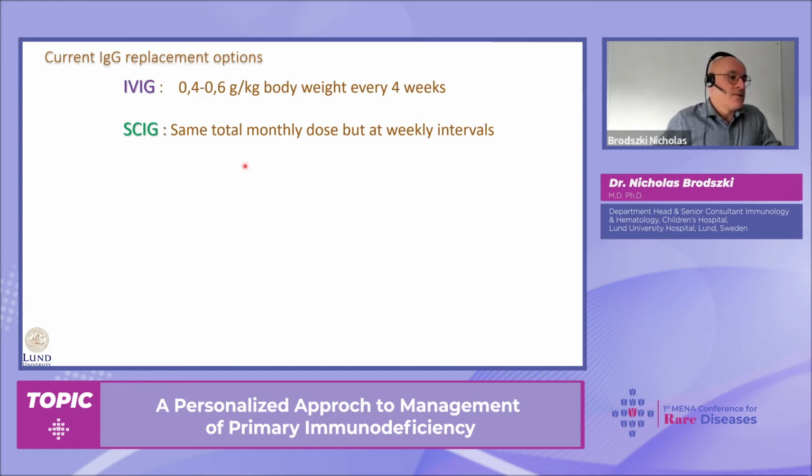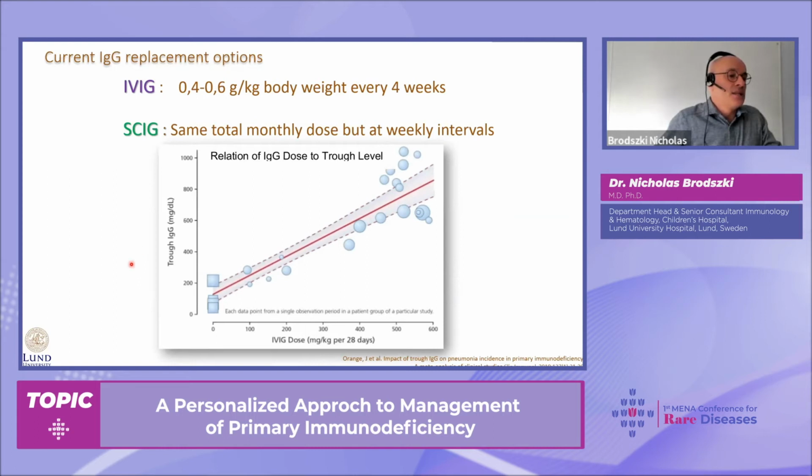I'm just showing this graph so you have an understanding about the levels. This is trying to show the level of IgG just before the next injection, so the trough IgG level in relation to how much you are giving. This was measured for the IVIG. These dots and squares are different studies where they looked at it, and the size of them is dependent on the size of the cohort. And as you can see, there's a pretty straight line showing that the more you give, basically, the higher trough level you will get. So that's a principle to remember.